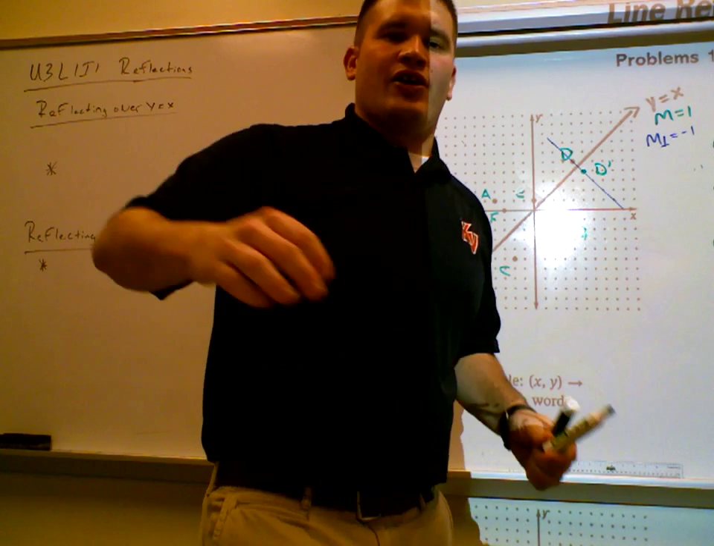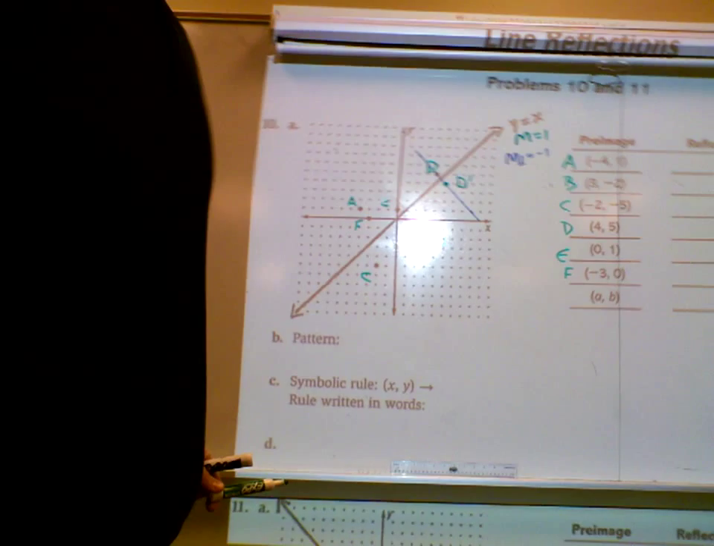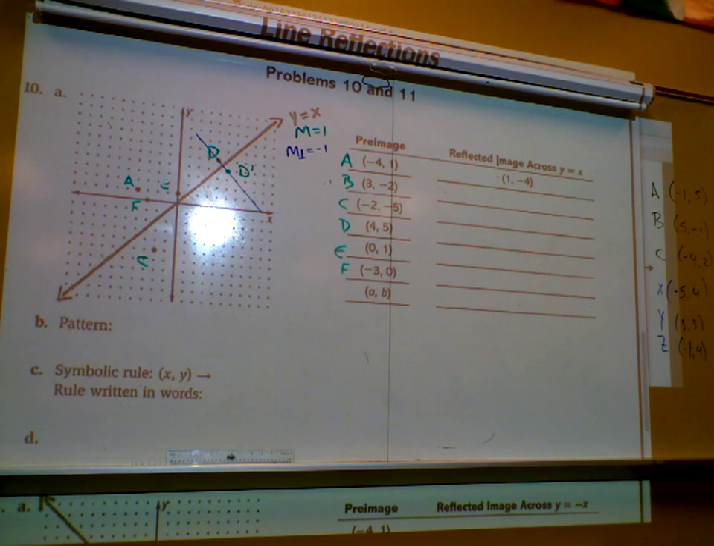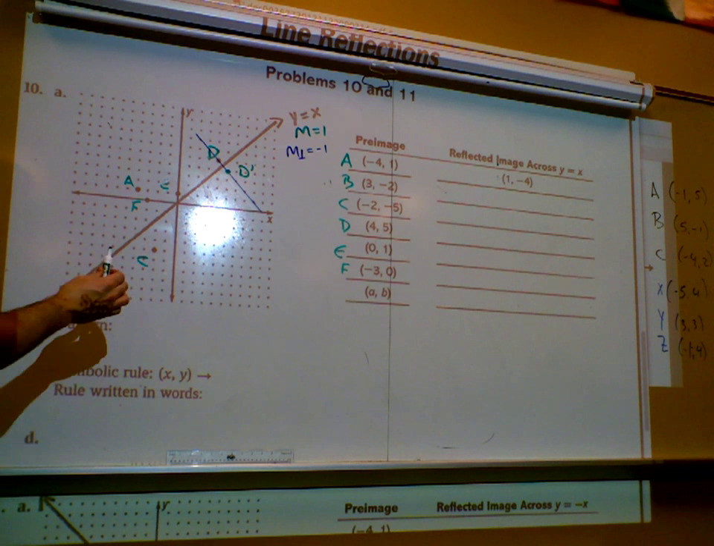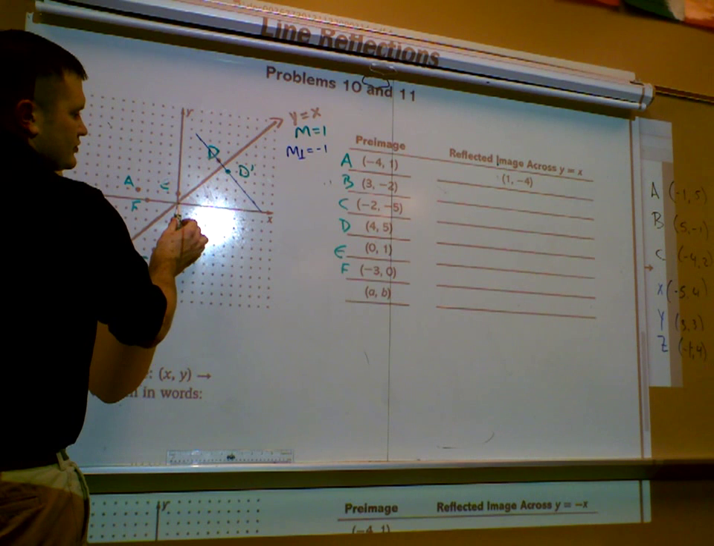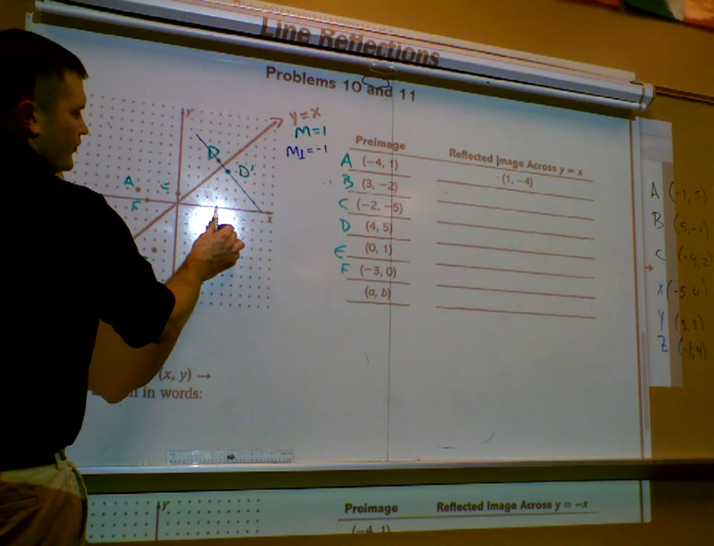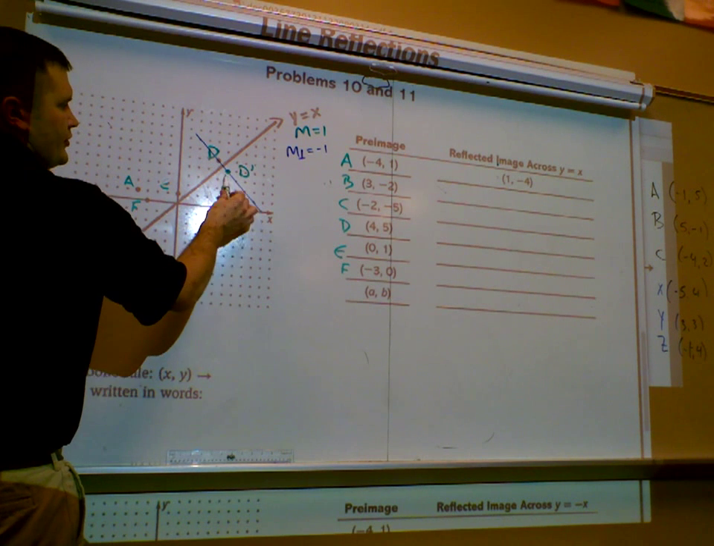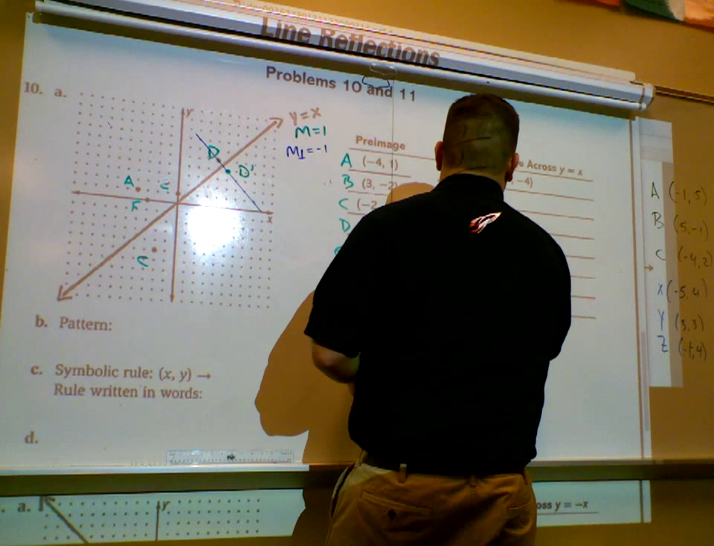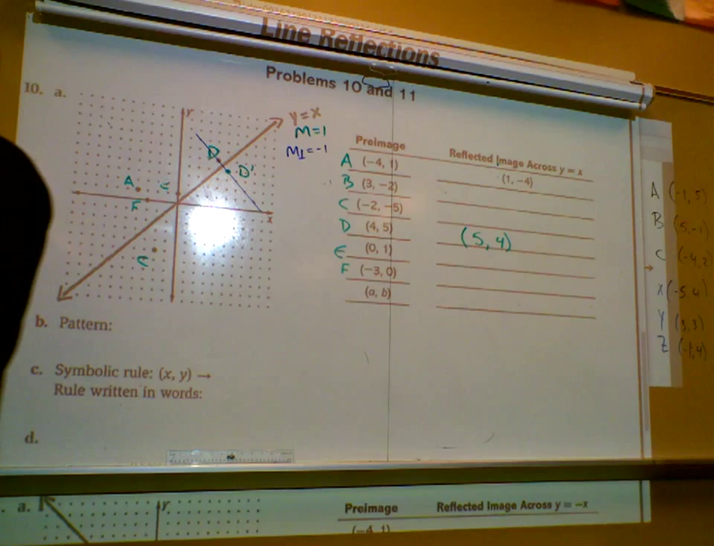Does anybody know the ordered pair of D prime? 5, 2. Let's count. 0, 1, 2, 3, 4, 5. 1, 2, 3, 4. So D prime is at 5, 4. Does that make sense?